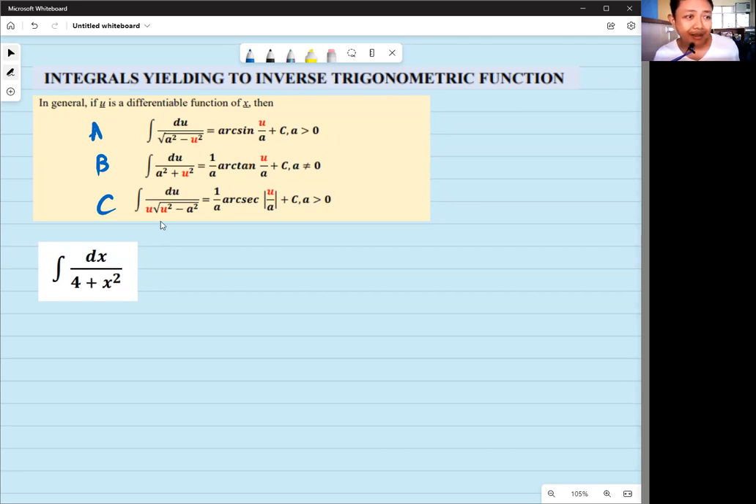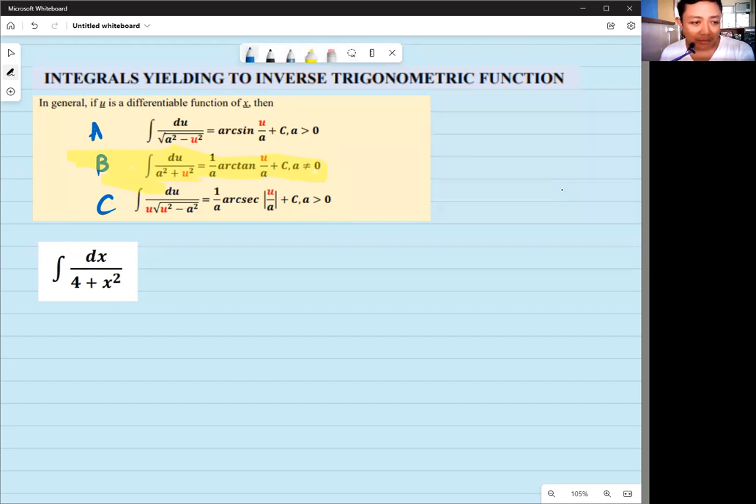See, it's easier to understand. It's easier to identify. It is the same as the letter B pattern. So therefore, we will be focusing on this pattern, which means you will end up with arctan in this process. Okay, so this is actually very easy.